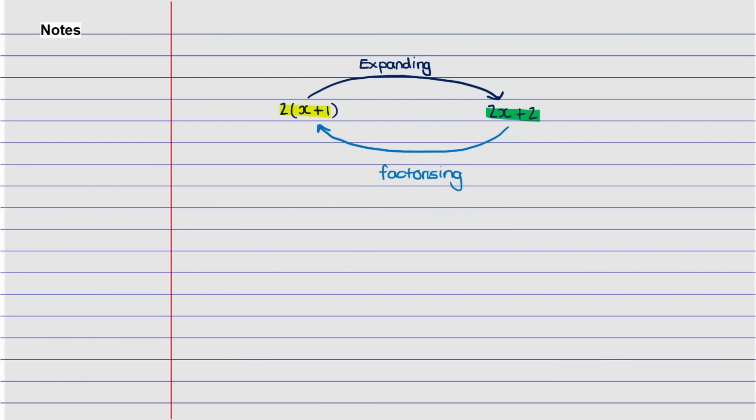Remember, with factorization, your final answer needs to have brackets. If you don't have brackets, you're doing something wrong. Then with expanding, you shouldn't have brackets. So if they say expand something and you have brackets, you are doing something wrong. I hope that makes sense. So that's the note on what factorization is.